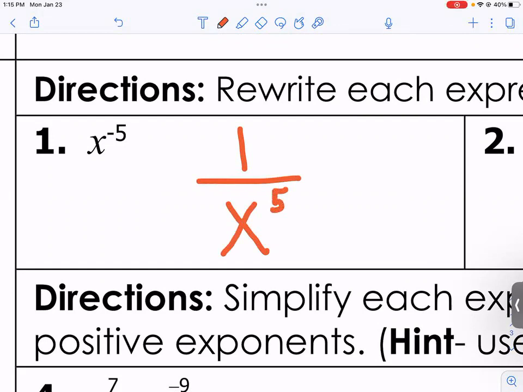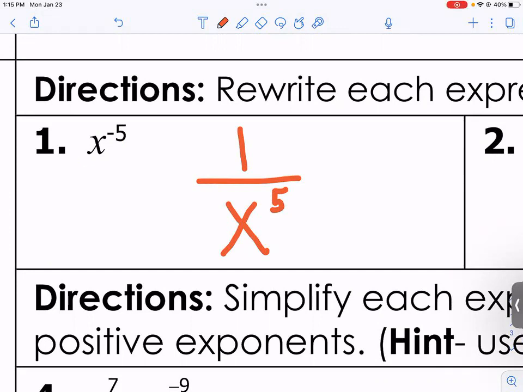Why? Okay, we cannot leave a negative exponent in an answer. So if we have a negative exponent, we have to move it across the fraction bar. Okay, when an exponent travels across the fraction bar, it changes signs.